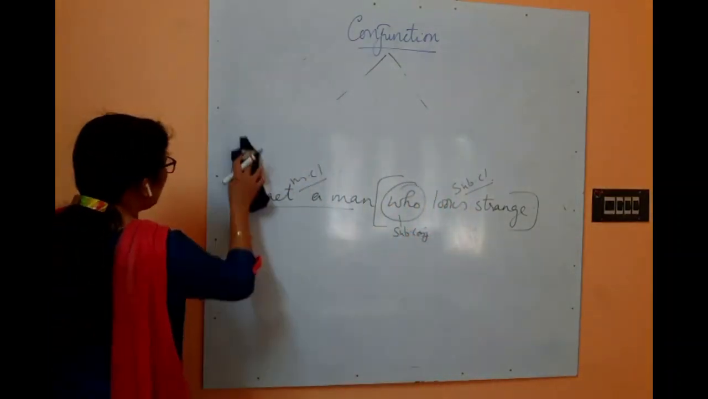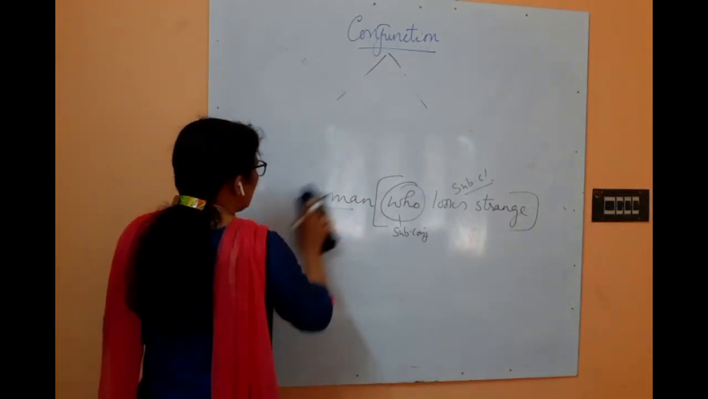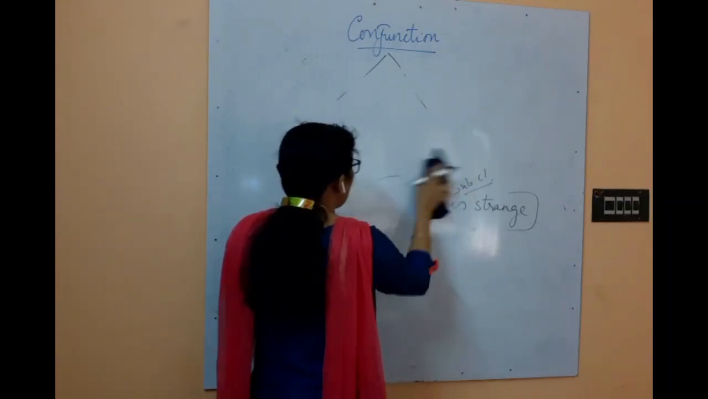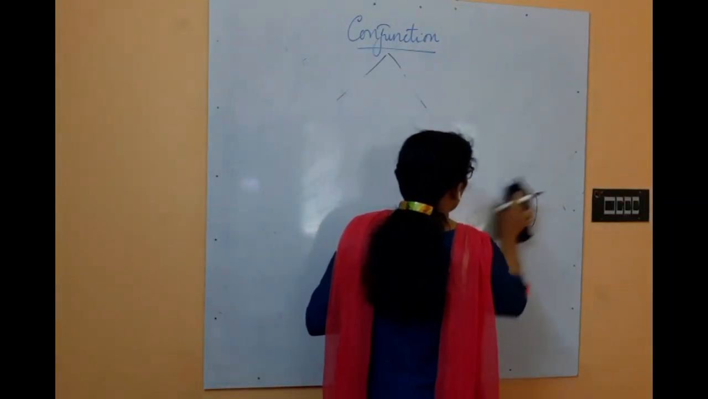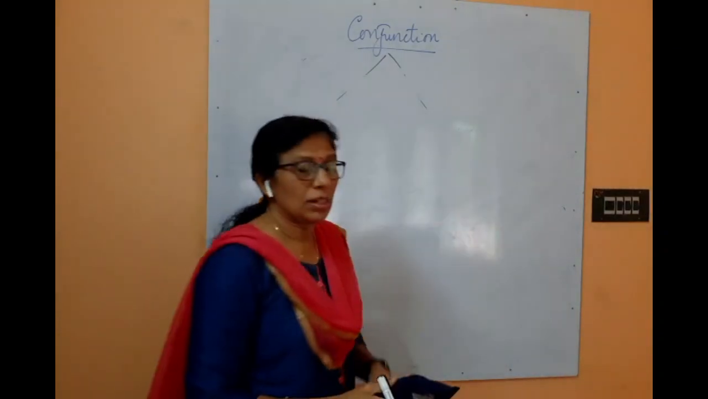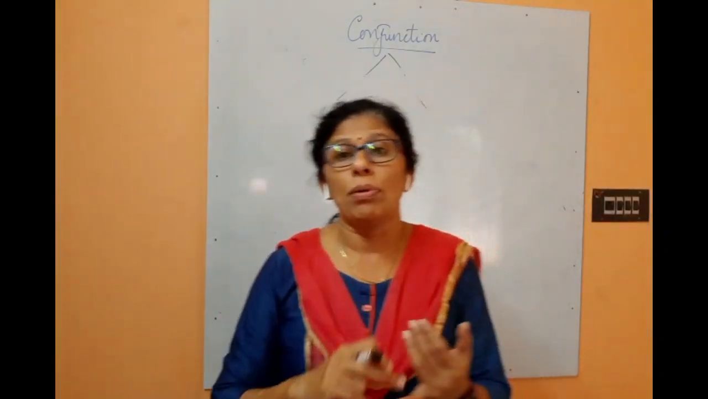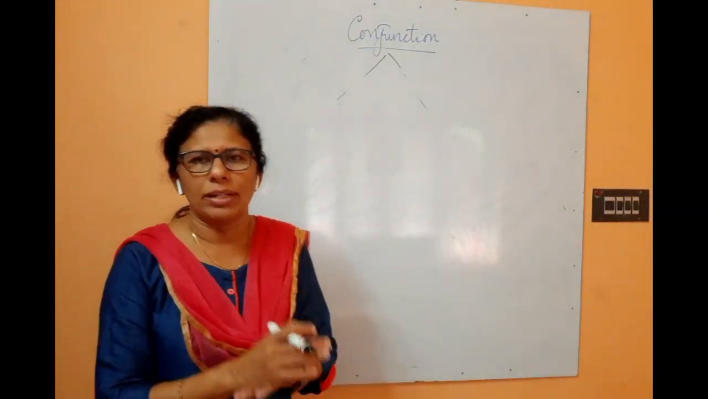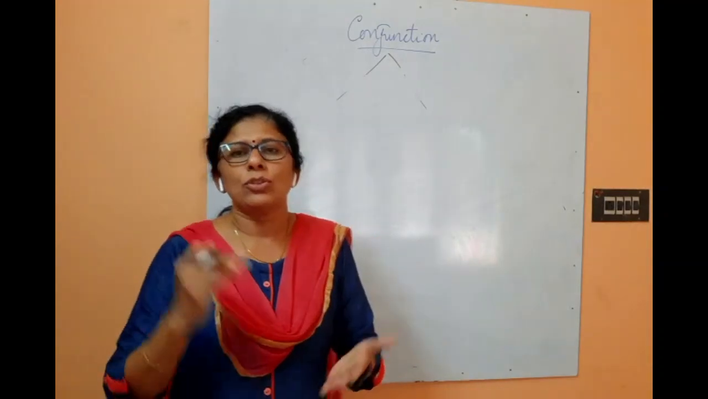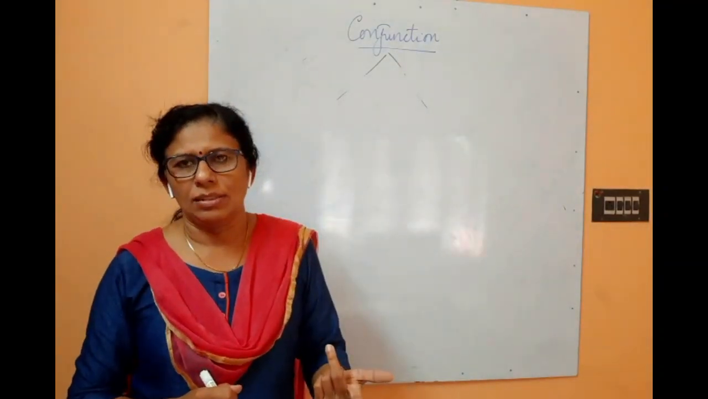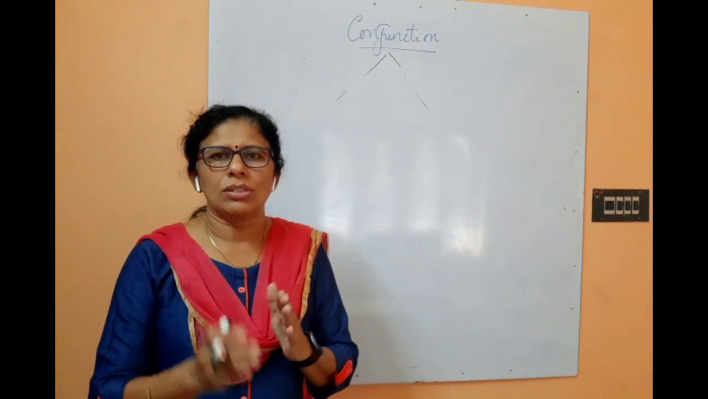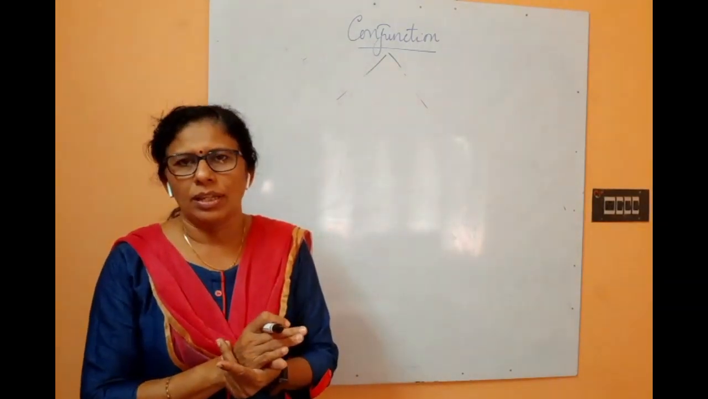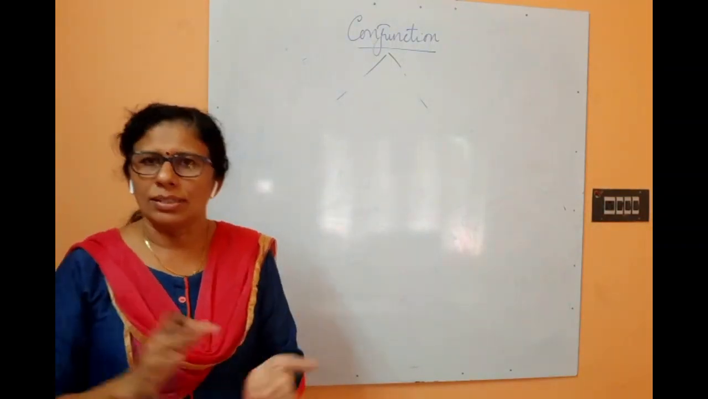Understood? Okay, so first is coordinating conjunction. Coordinating conjunction combines sentences of equal importance, and next comes a sentence of equal importance, and coordinating conjunction combines sentences to form compound sentences. On the other hand, subordinating conjunction combines the main clause with the subclause to form complex sentences. And subordinating conjunctions are used just at the beginning of the subclause, that separates the main clause from the subclause.